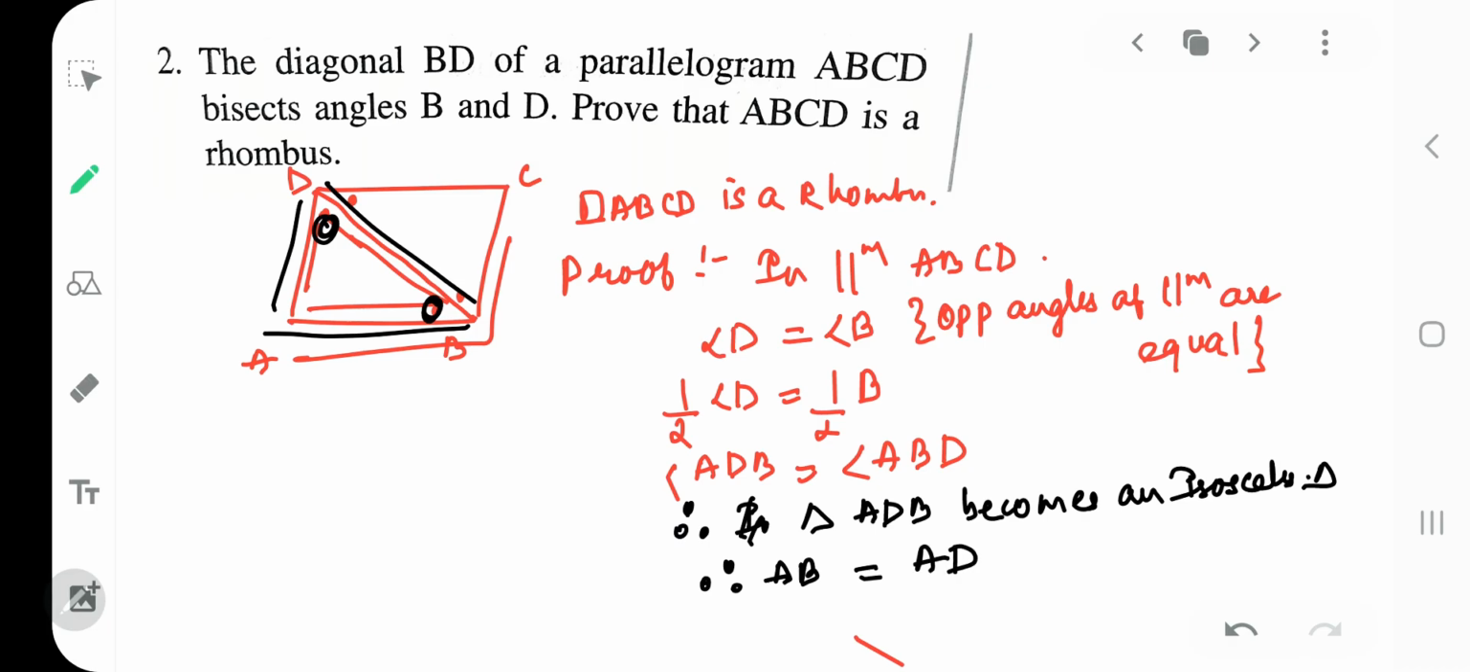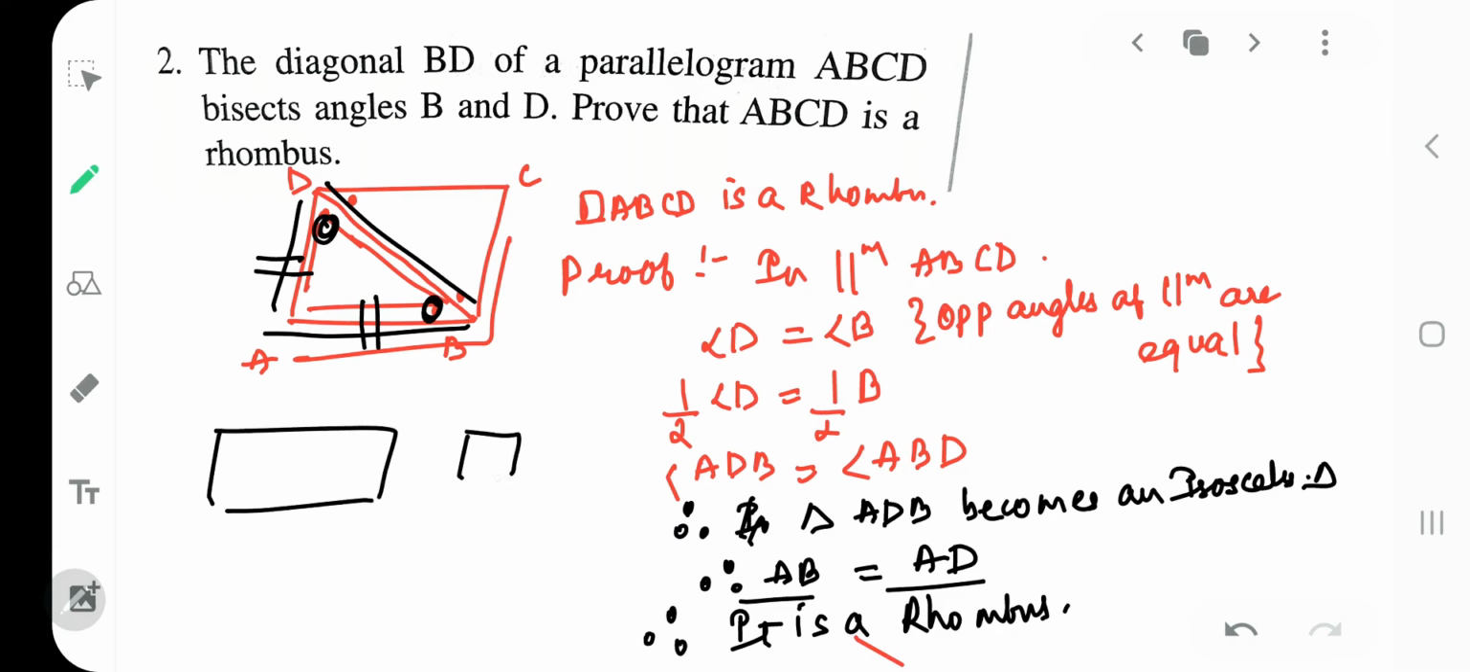Got my point? Once you got AB equal to AD, that means adjacent sides are equal. So we can say, therefore, it is a rhombus. A parallelogram will become a rhombus when its adjacent sides are equal. So it became a rhombus. It was a parallelogram ABCD, but we made it a rhombus.